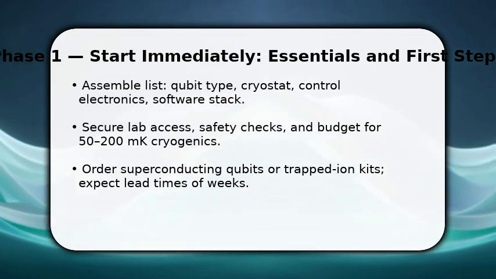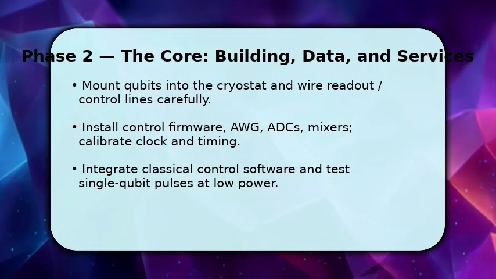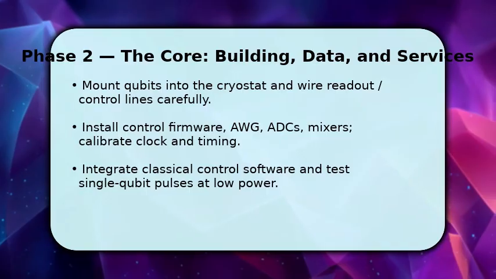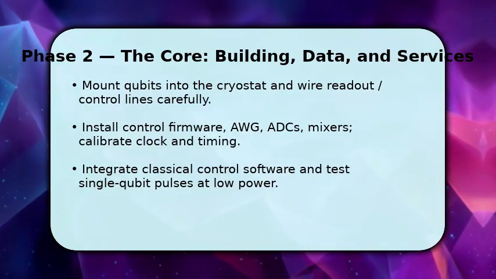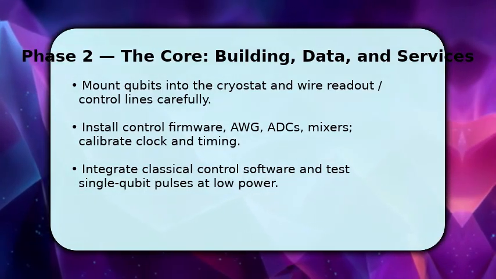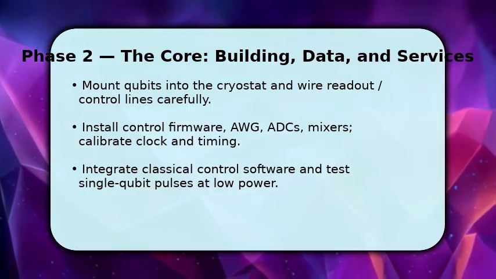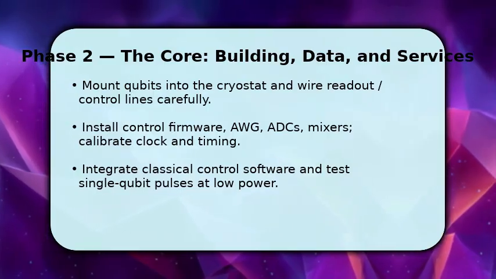You now integrate the pieces. Install the qubit chip into the cryostat and route control and readout cabling with thermalization points. Connect AWGs, ADC, mixers, and the timing reference. Calibrate clocks and delays. Power up the cryostat and cool to operating temperature while monitoring vibration and magnetic fields.